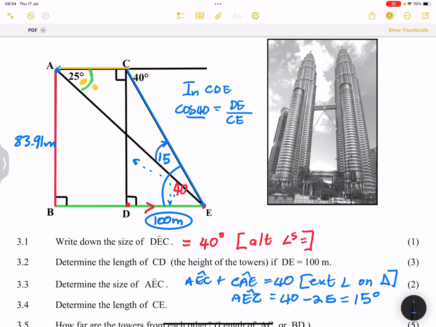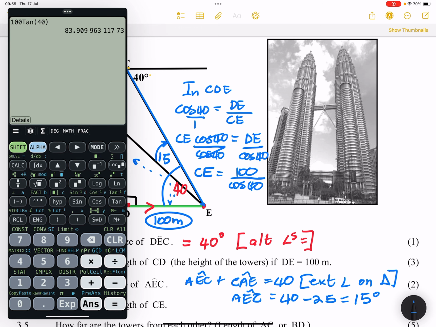So if we cross multiply, I'll have CE cos 40 is equal to DE times 1, which is DE, and we can divide both sides by cos of 40 degrees. Right. And what does that give us for the value of CE? So that will be 100 divided by cos 40. And what do we get there?